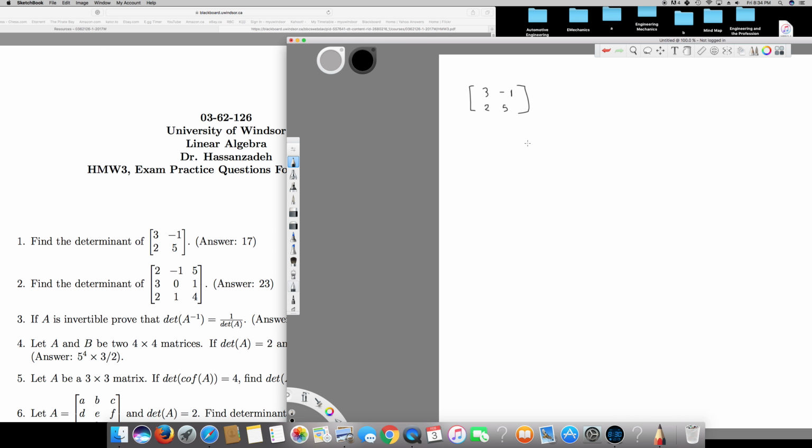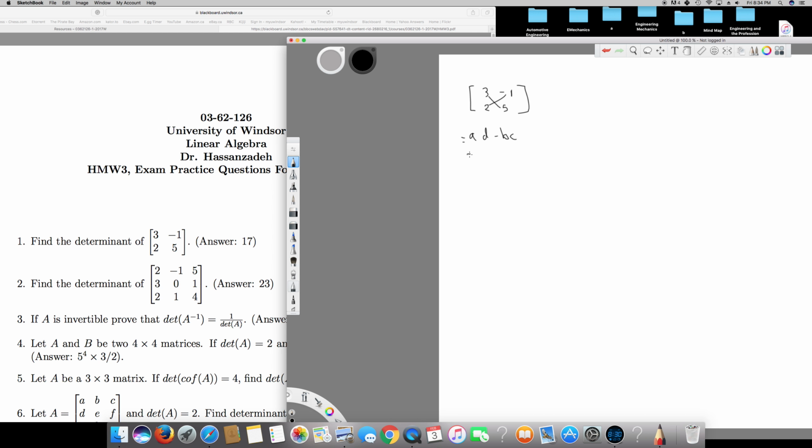So there's a formula to find the determinant. It's AD minus BC. So this is the formula. AD means this diagonal: multiply this diagonal and subtract the other diagonal.